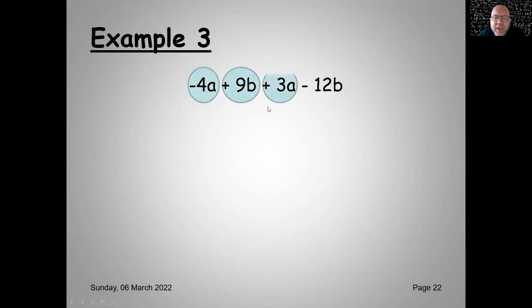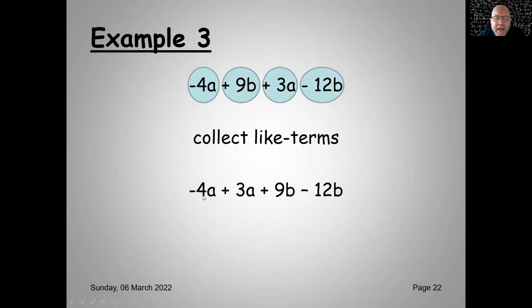Again, remembering this to include the symbol, like terms together. This time we've got negative 4A plus 3A. That's going to leave us with negative A. And then we've got plus 9B, take away 12B. That is going to be negative 3B. Okay, so negative A, take away 3B.